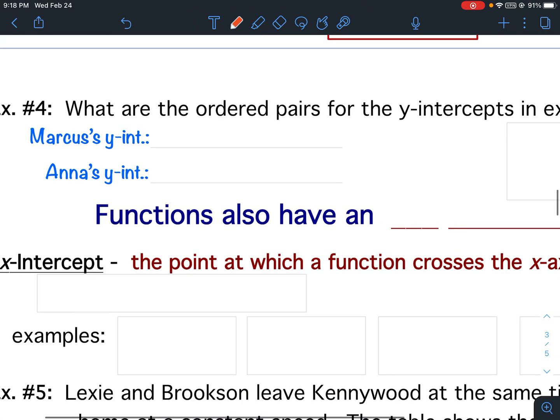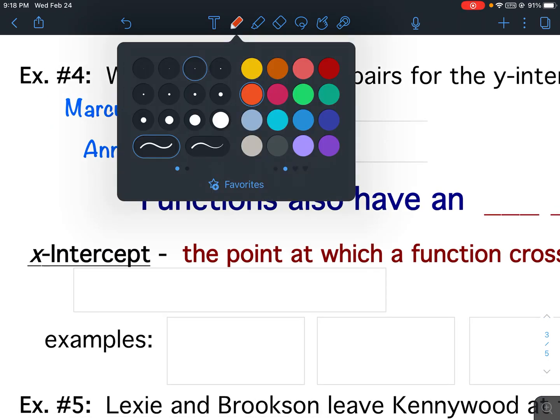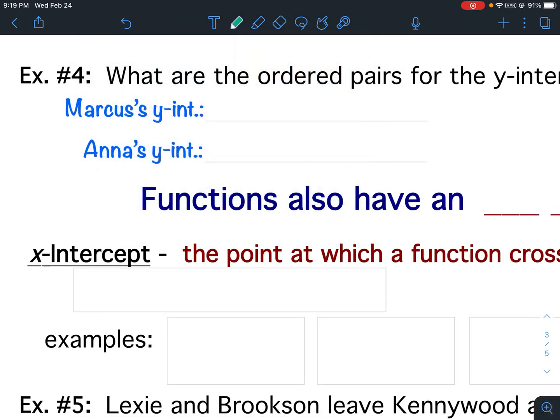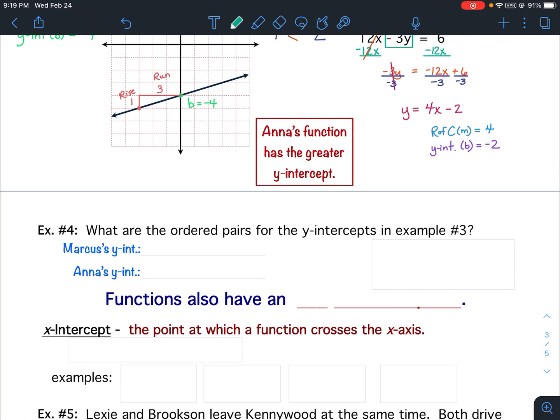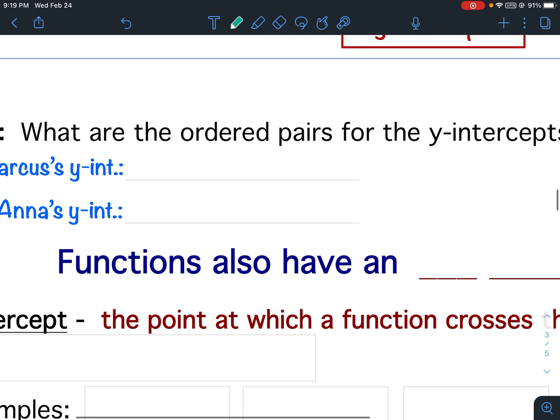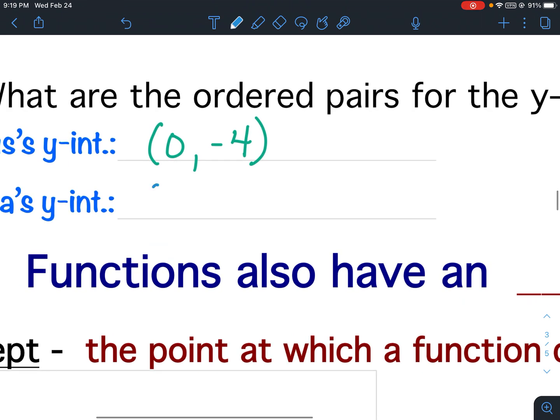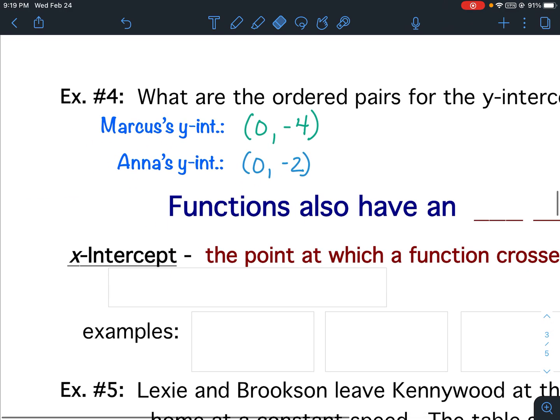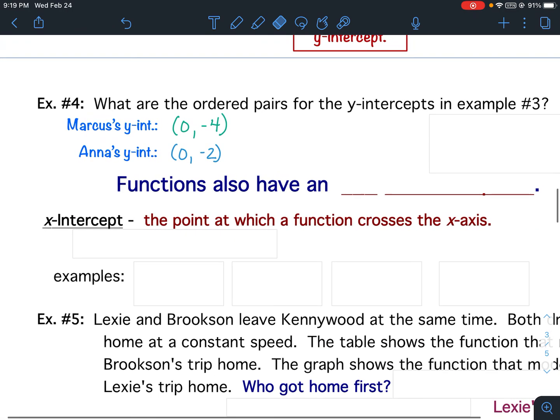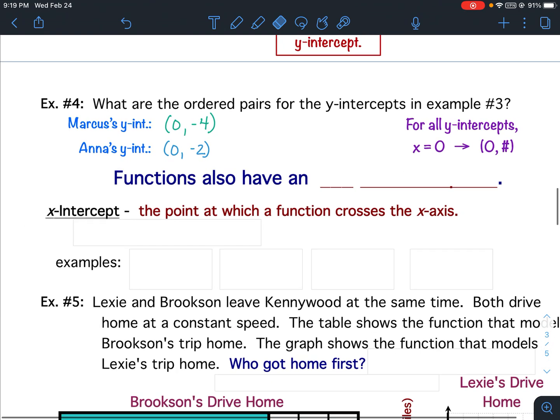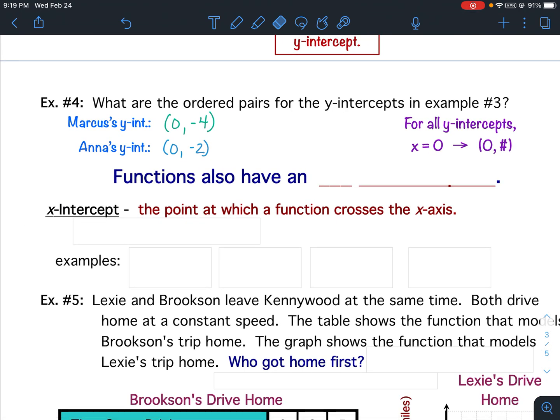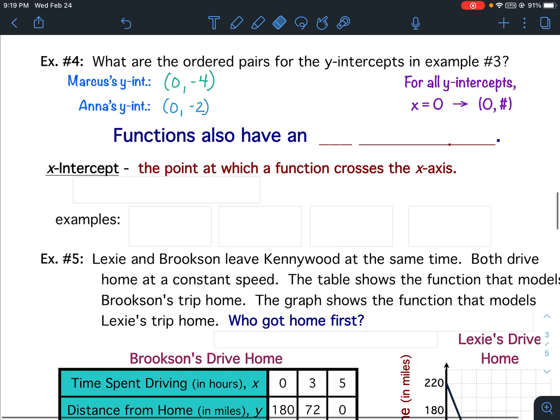So for example 4, Marcus's y-intercept, let's find his number again, that was -4. So Marcus's y-intercept is 0, -4. And Anna's y-intercept was -2. So we would have 0, -2. For all y-intercepts, x equals 0. Go ahead and write that down.